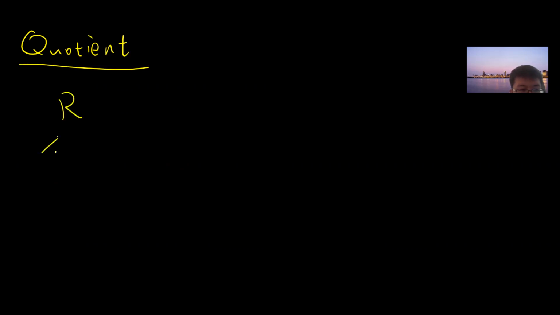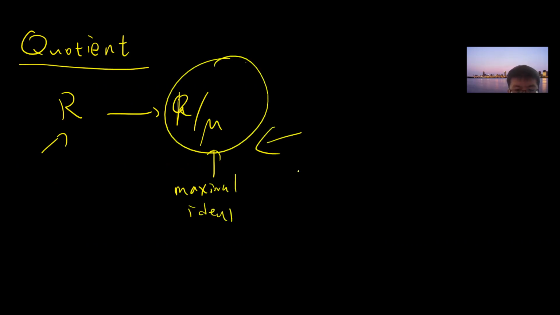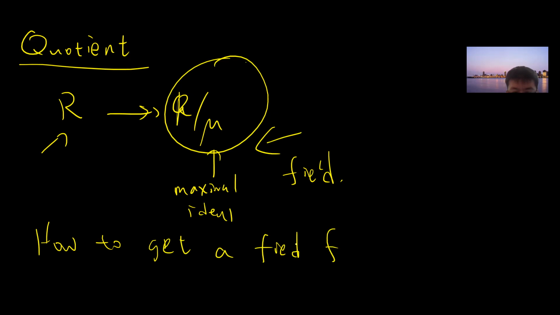If somebody gives you a commutative ring with identity, then you can quotient by the maximum ideal, so this becomes a field. This is the construction of a field. So basically we say how to get a field by quotienting by a maximum ideal.